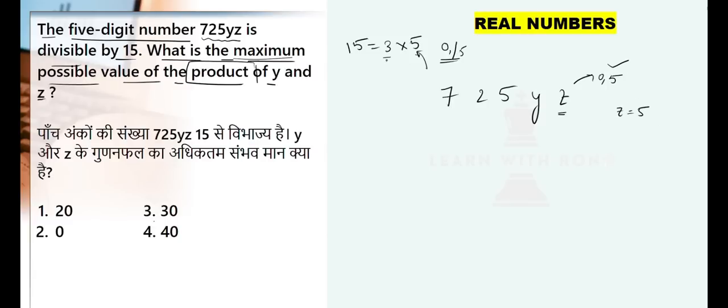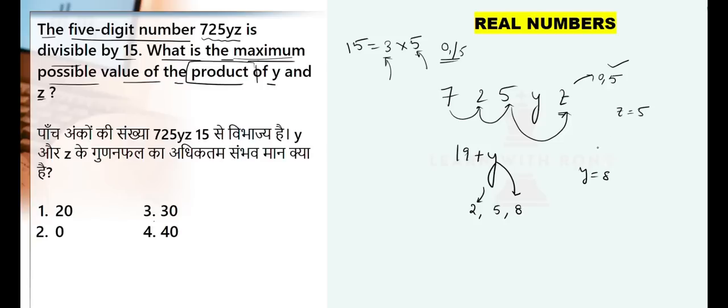Okay, what is the divisibility rule of 3 here? Sum of the digits should be divisible by 3. So 7 plus 2 is 9, 9 plus 5 is 14, 14 plus 5, we take z, right? 14 plus 5 is 19, 19 plus y. So 19 plus y should be divisible by 3. So what are the values of y? Can be 2, 2 plus 3 is 5, 5 plus 3 is 8. These are the possible values of y, but we want the maximum possible value. So we will take maximum value y equals 8.